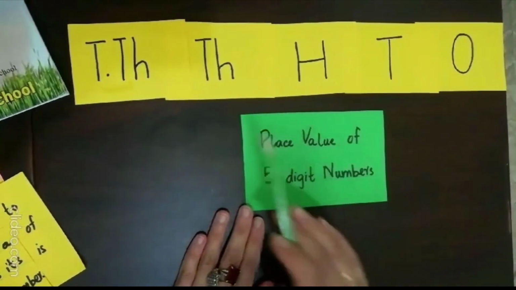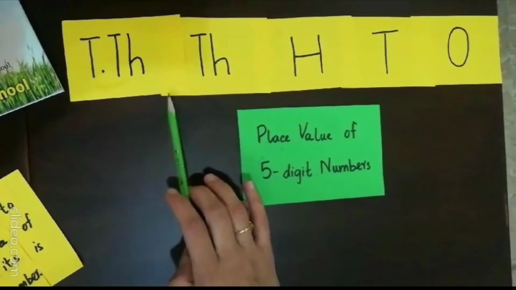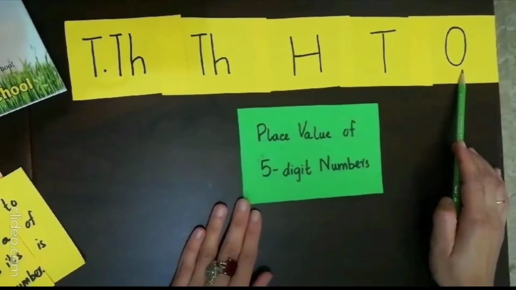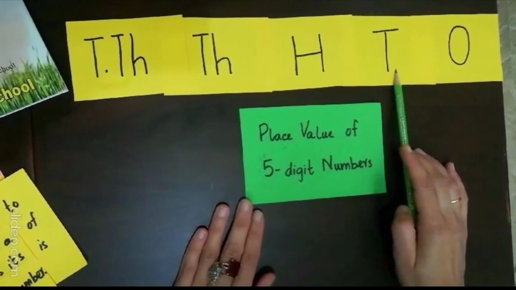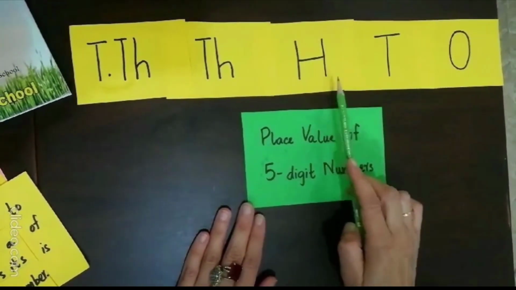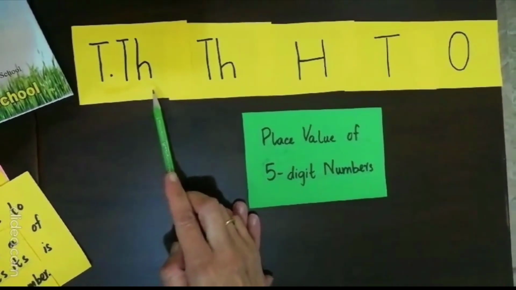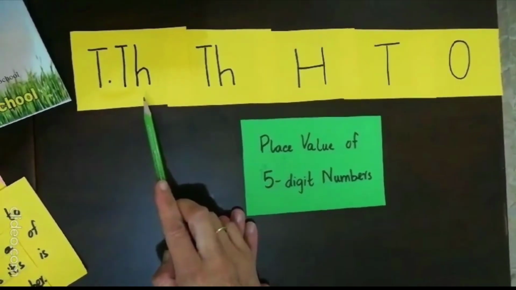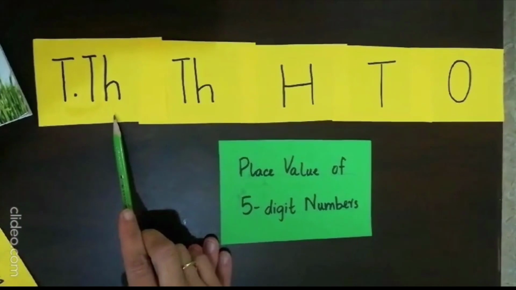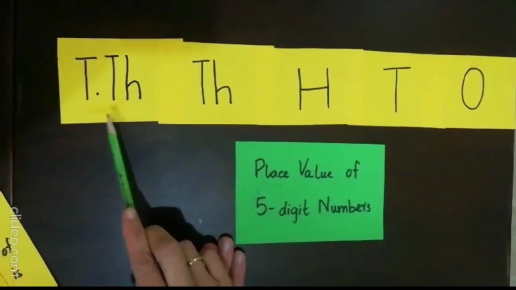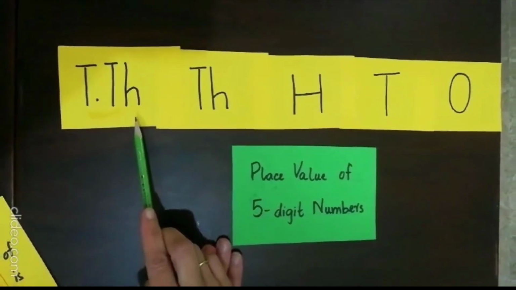Okay students, this is a place value chart. O stands for ones, T stands for tens, H stands for hundreds, TH stands for thousands and T.TH stands for ten thousands, 10,000. This is a new thing which you are going to learn today.